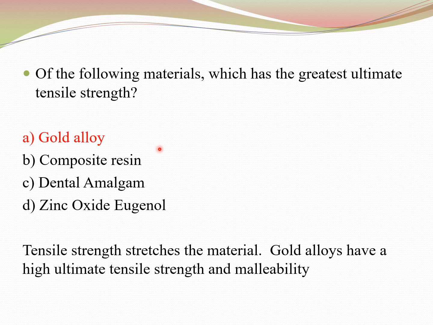Gold. A gold alloy has the greatest tensile strength, and that's through stretching. Tensile is going to stretch it out. Remember, our golds are a little bit thinner and a little bit more malleable. Composites, we're not going to have a good tensile strength. Those have a little bit higher modulus of elasticity. Same with amalgam. Zinc oxide eugenol does not have a high modulus of elasticity, but really we're not going to have a lot of tensile strength with that because it's just going to break quite easily. Same with amalgam or composites.